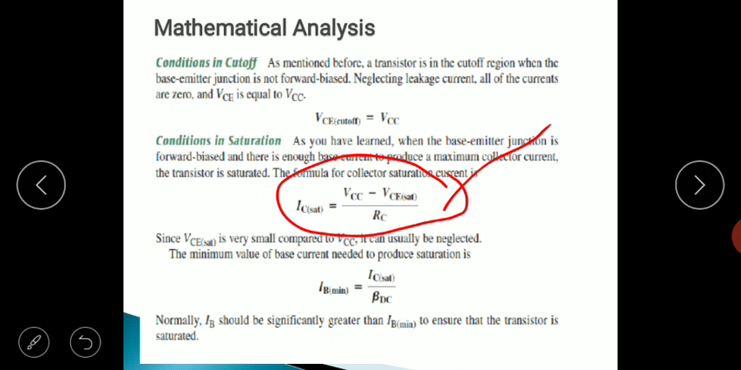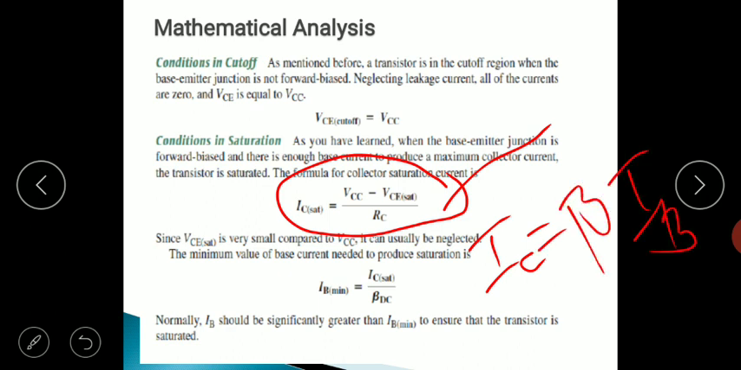So the current flowing through the transistor is given by IC sat equal to VCC minus VCE sat by RC. And we know that the collector current IC and the base current IB are related by IC equal to beta times IB. Since IC is beta times IB, from this we can write IB equal to IC by beta. So the minimum base current required to keep the transistor in saturation is given by IB min equal to IC sat by beta, or IC sat by beta DC. Normally the IB will be kept slightly above the minimum base current required, so that it will ensure that the transistor is always operating in the saturation region.